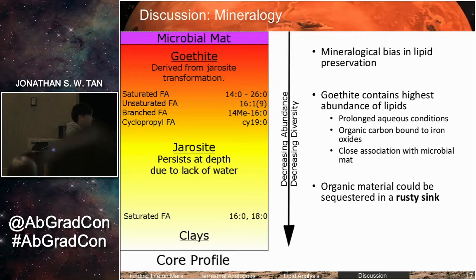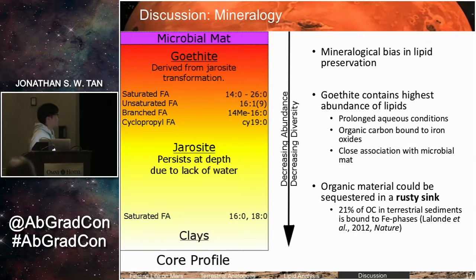The organic molecules could be attached to these ions, and they could be buried. And this mimics a terrestrial phenomenon where up to 21% of organic carbon in terrestrial sediments is bound to iron phases. And so the implication of this, and this is the one thing that you should take away from this talk, is that goethite and other iron oxides could be of astrobiological importance on Mars.